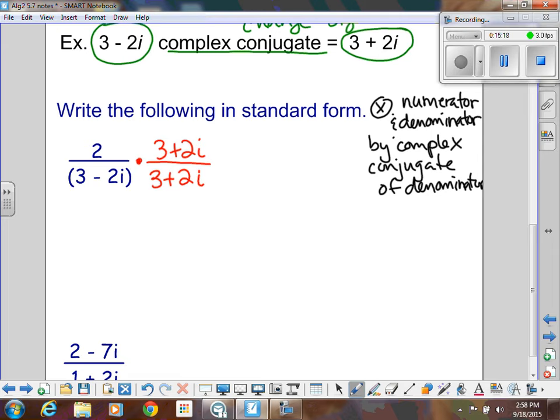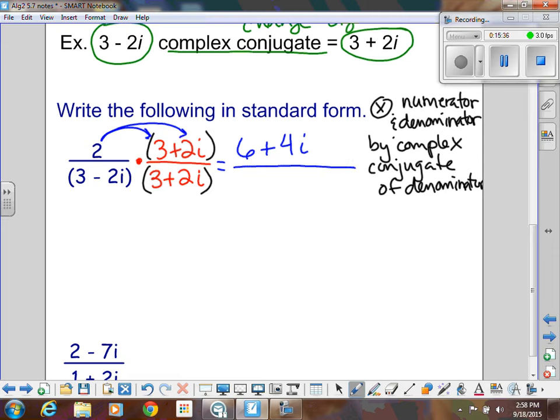Okay, so all we're going to do is do that multiplication, and we've already talked about multiplication. We've done it a bunch of times now. So I'm going to be doing 2 times 3 and 2 times 2i. That'll give me 6 plus 4i in the numerator.